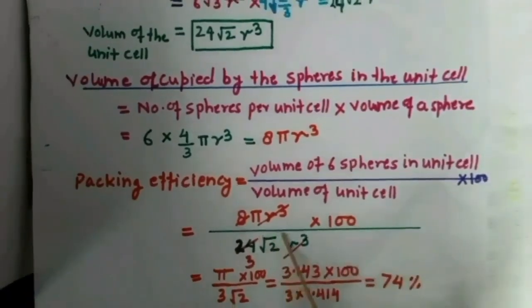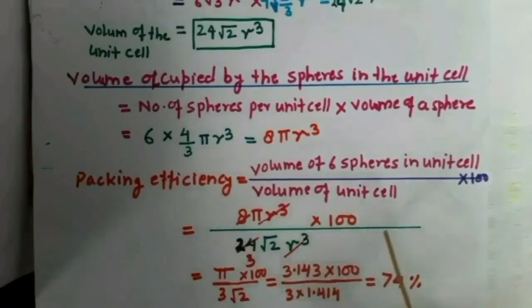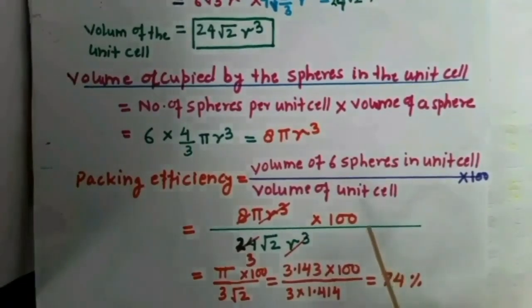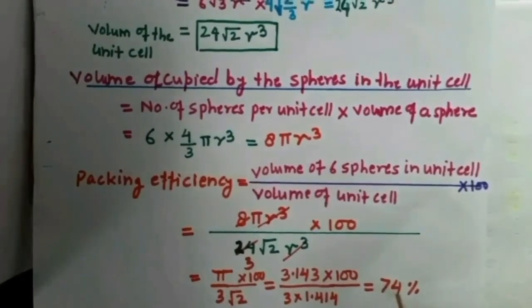So the packing efficiency of this hexagonal close packed structure comes out to be 74%.